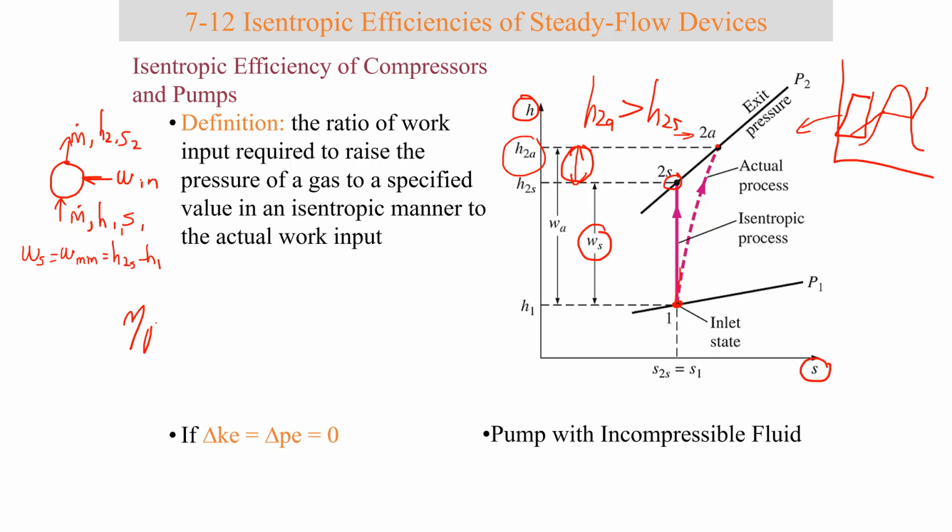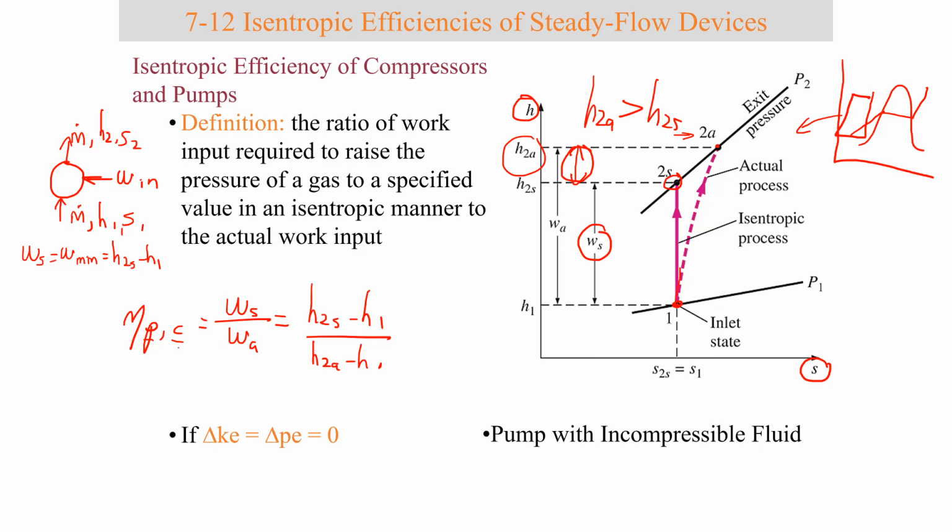So when you look at a pump or a compressor, it's going to be the isentropic work over the actual work, because the actual work is going to be greater. So in that case, I would get h2 isentropic minus h1 over h2 actual minus h1. Now, that's for both a pump and a compressor.